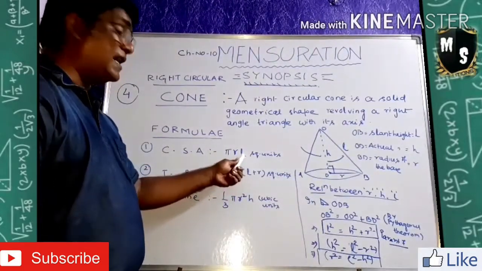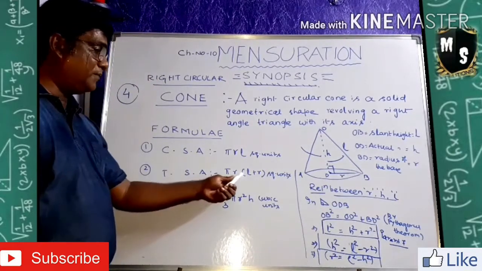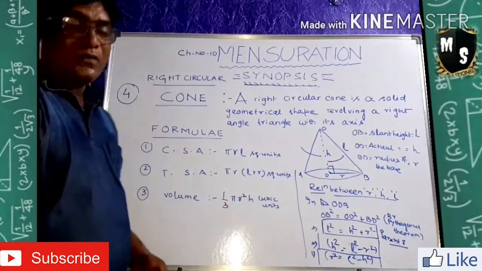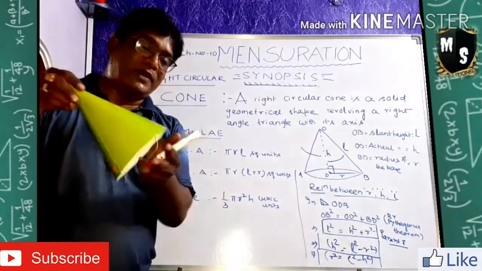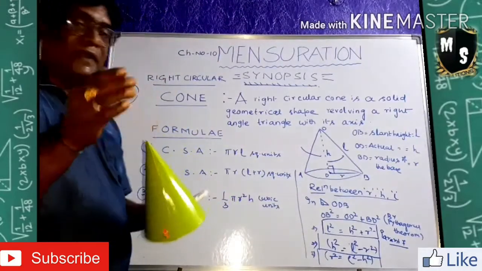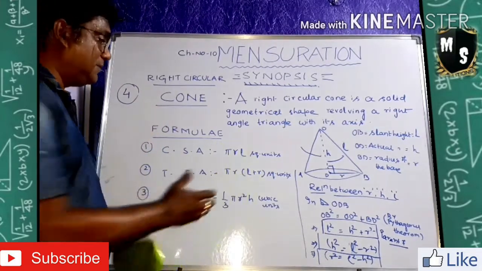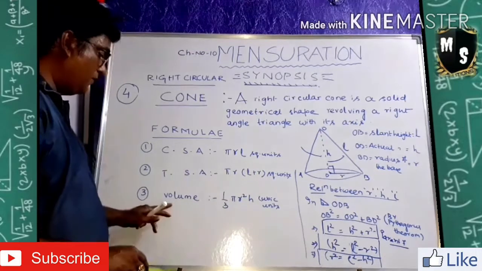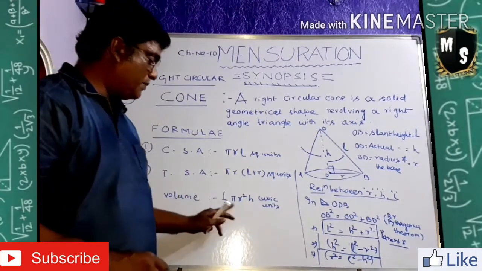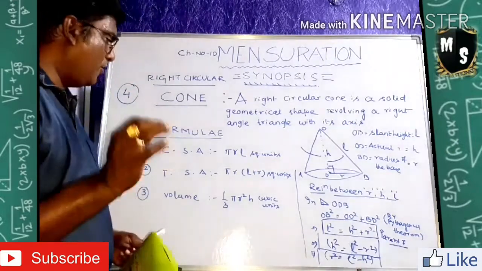L is called the slant height here. And now TSA is pi R into L plus R, because pi R square will be attached. So pi R L plus pi R square. Then pi R is common and the remaining is L plus R. So that is in square units. Then go for the volume. Volume is equal to one by three pi R square H cubic units. Volume always comes in cubic units. I hope you understood it.